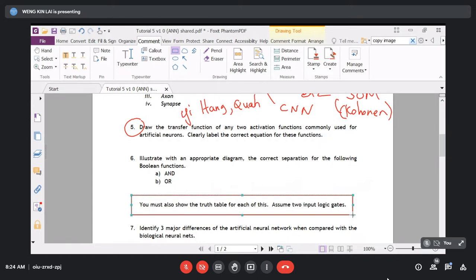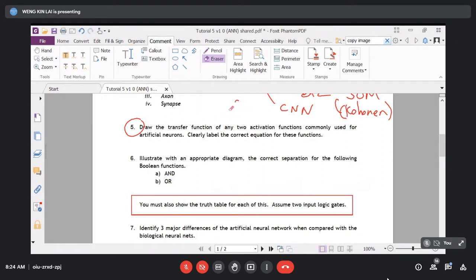I think I asked a question before. Of course, it would be simpler to just do the smaller set, which is just two-input logic gates. Now, if I do more than three, I would have difficulty, because how do I draw a four-dimensional space on a two-dimensional space, which is a piece of paper? So therefore, the one inside the box here is to help you.